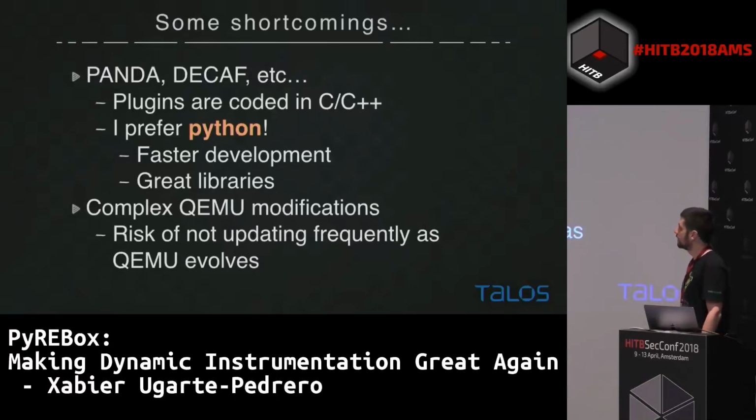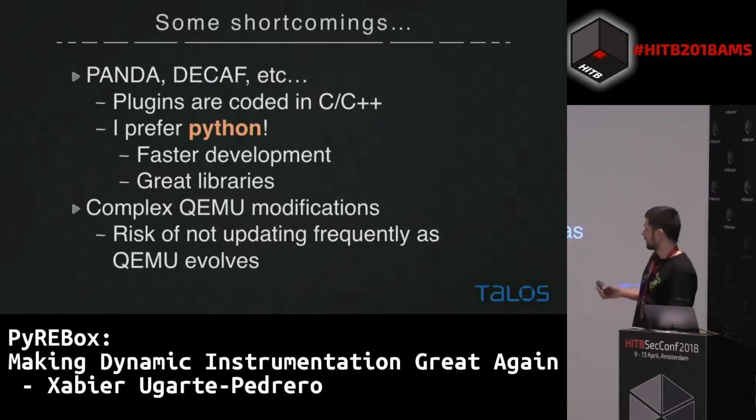Also, some of these frameworks have super cool features like taint analysis or like record and replay in the case of Panda. But the problem of these features is that they sometimes require complex QEMU modifications. And this makes the project more difficult to maintain.